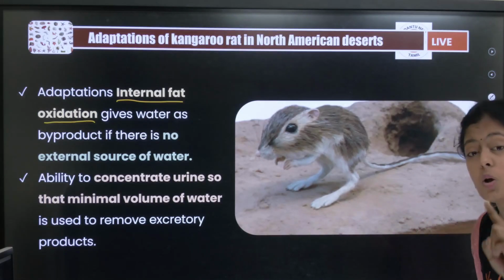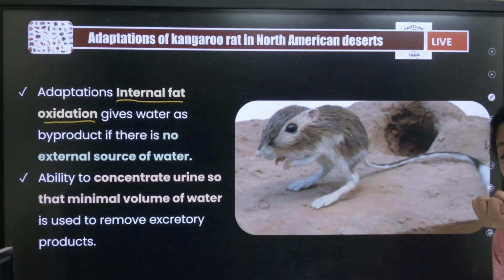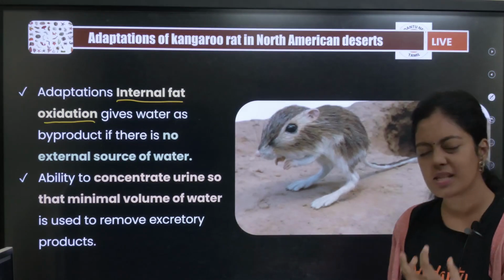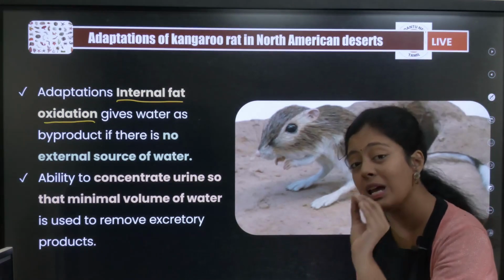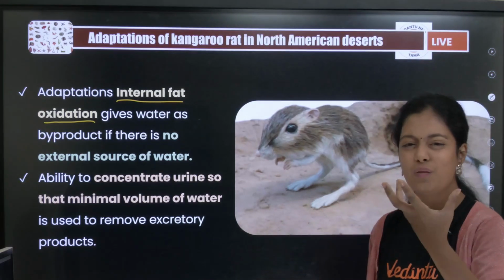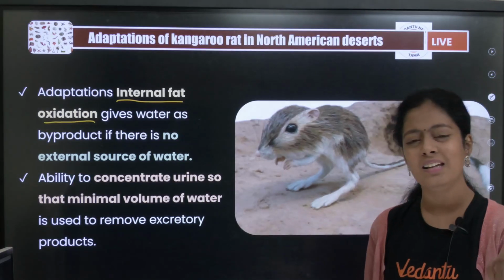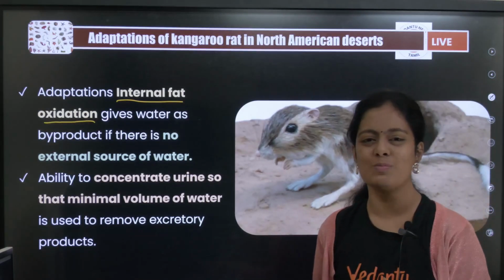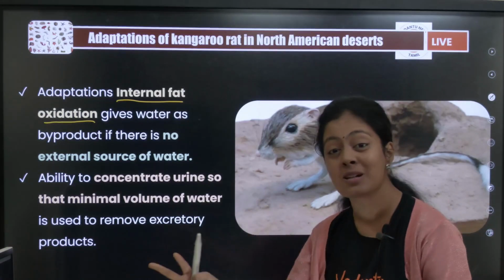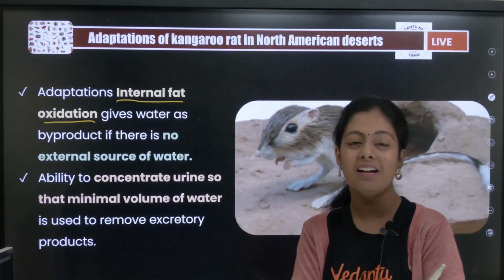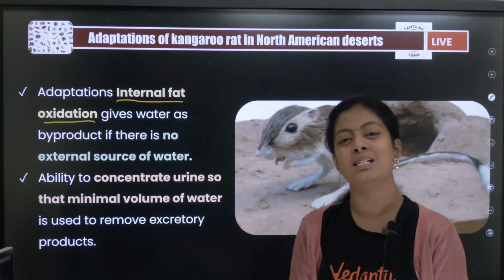Okay, and it also has the ability to concentrate urine. The urine is concentrated a lot. So it requires very little water for the excretion of urine. See how they save water. We casually waste so much water. See how much an organism struggles to save that water, correct? So please do not waste water.